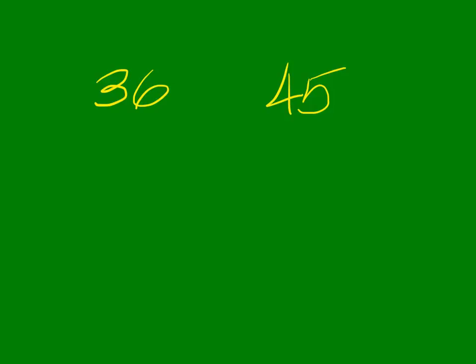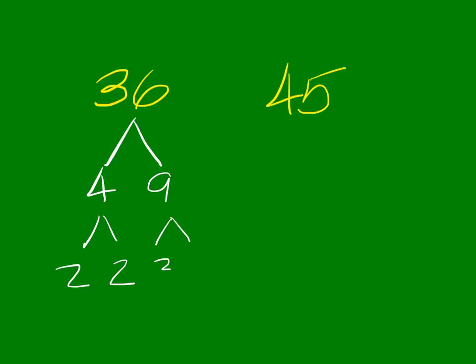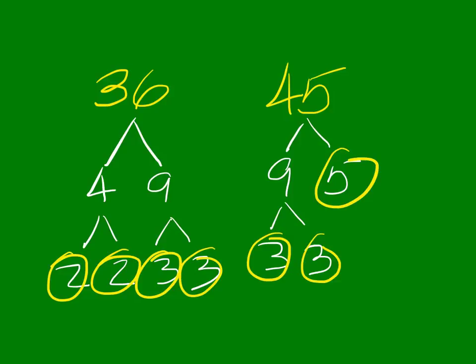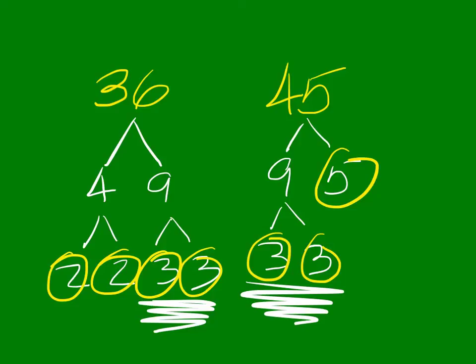To find the greatest common factor between these two numbers, let's find the prime factorization for 36, which we can start with 4 and 9, and then go to 2, 2, 3, 3. For 45, we can start with 9 and 5, and then break it up as 3 and 3. These are the numbers we need to look at. We have a pair of 3s here and a pair of 3s there. Nothing else can match up. So the greatest common factor is 9.